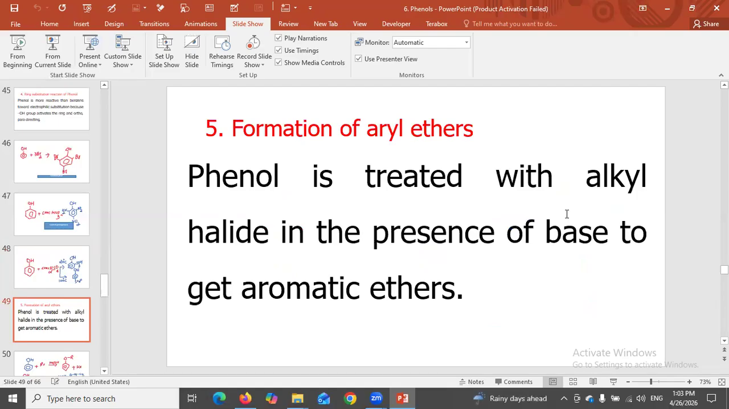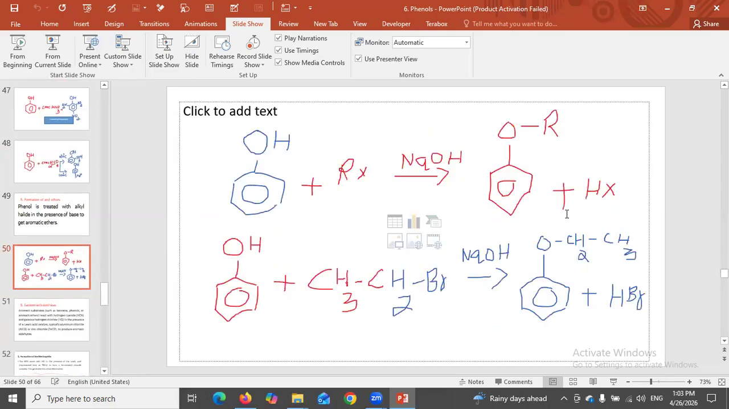Formation of aryl ethers. Phenol is treated with an alkyl halide in the presence of base to get aromatic ethers. When phenol is treated with alkyl halide in the presence of sodium hydroxide, it produces this product. In a real example, the phenol is treated with methyl bromide.